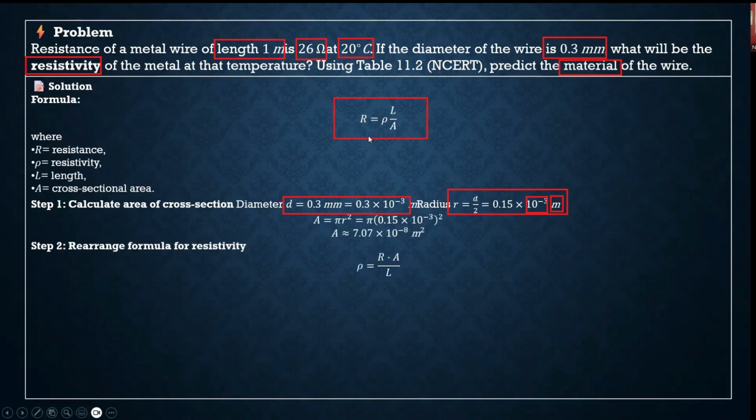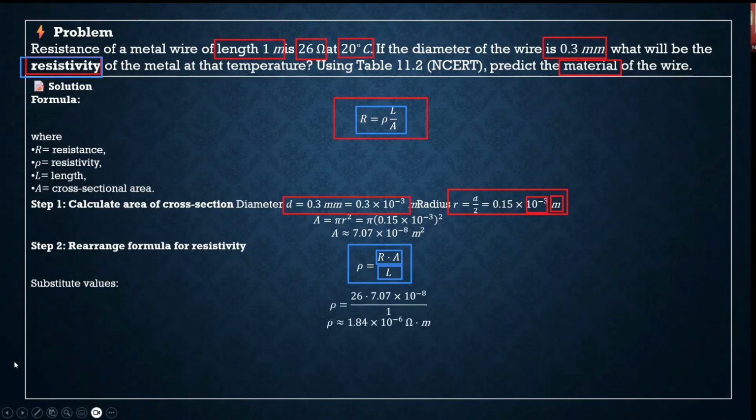Then we rearrange the formula for finding resistivity. We need to find resistivity, so we rearrange the formula. We get rho is equal to R multiplied by the area, which you got here, divided by the length. So this will be the rearranged formula for resistivity.